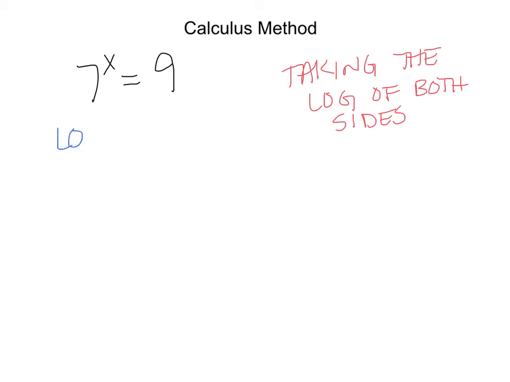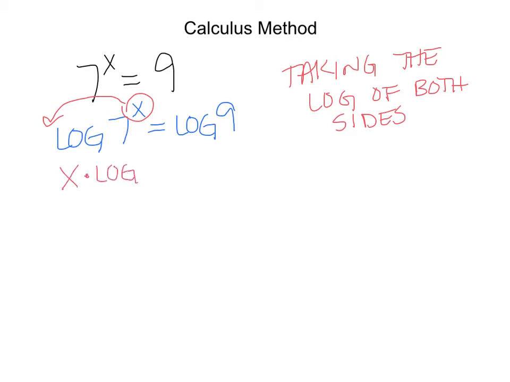It will look like this. The log of 7 to the x equals the log of 9. And again, this is base 10, and I just don't have to write it because it's the common log. Now, according to properties of logarithms, I know that x can move out in front and become a coefficient. So this is the same as x times the log of 7 equals the log of 9.